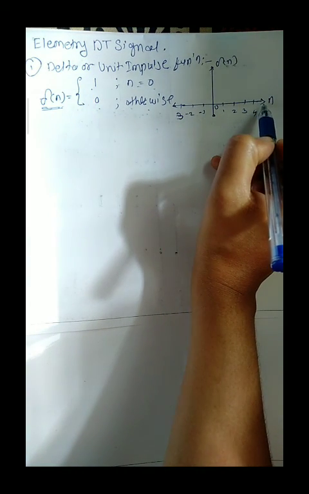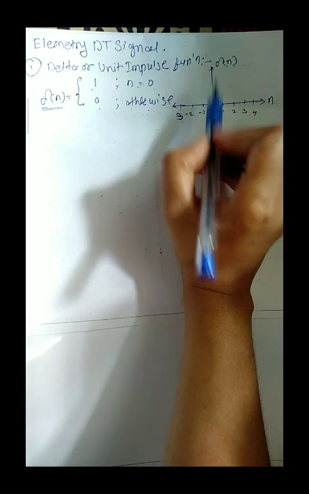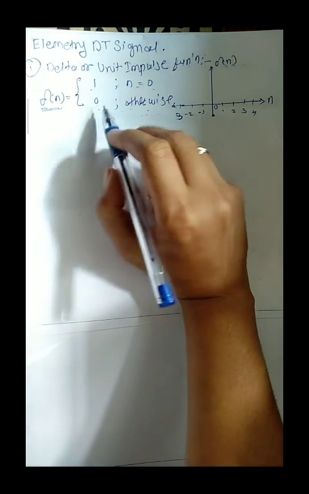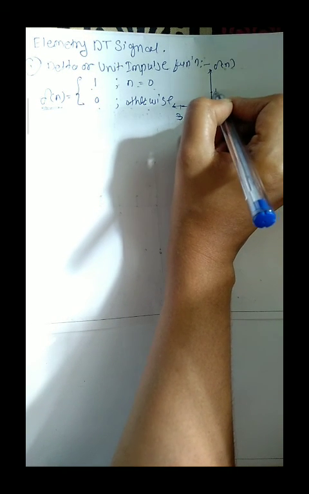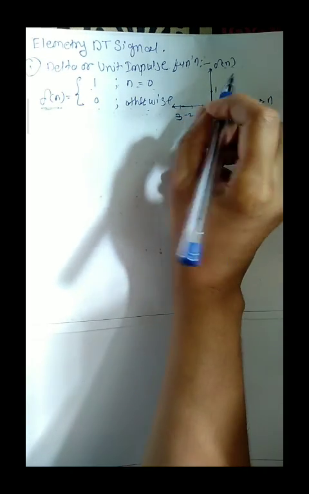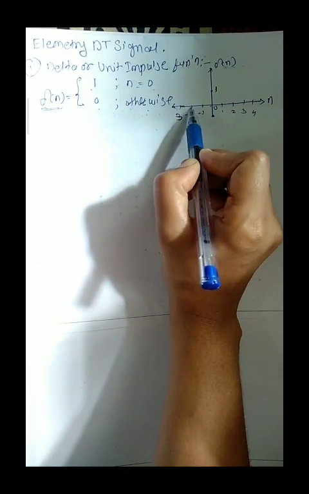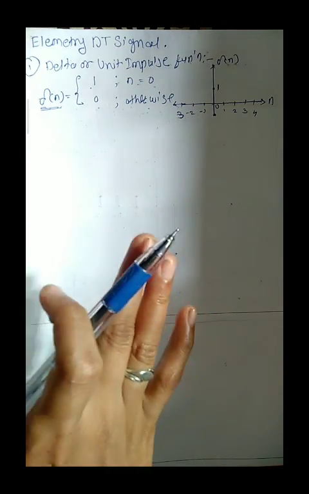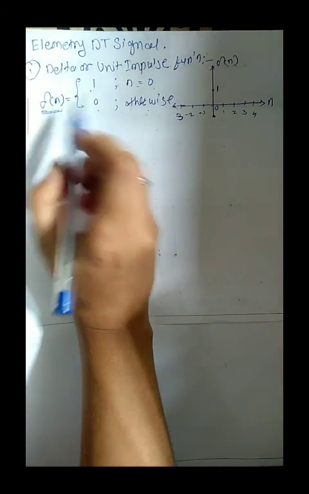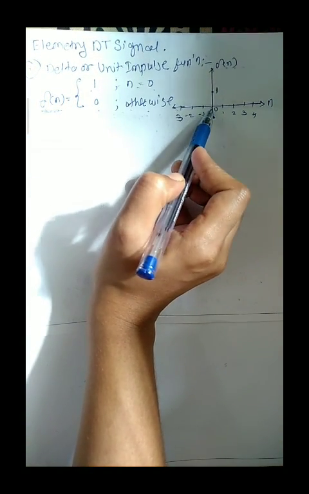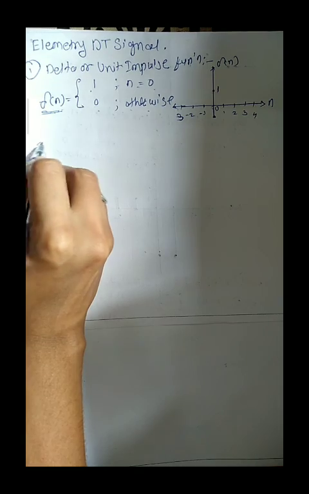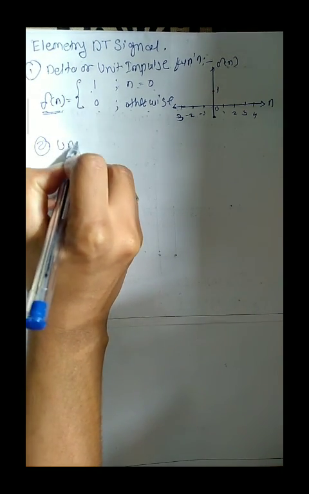This x-axis gives the value of n. This y-axis gives the value of delta n or x of n. The value of delta n is 1 for n equal to 0, and otherwise it is 0, 0, 0. So this is about the delta function. It is represented as delta n, and its value is 1 at 0, and at other points its value is 0. The next is the unit step signal.